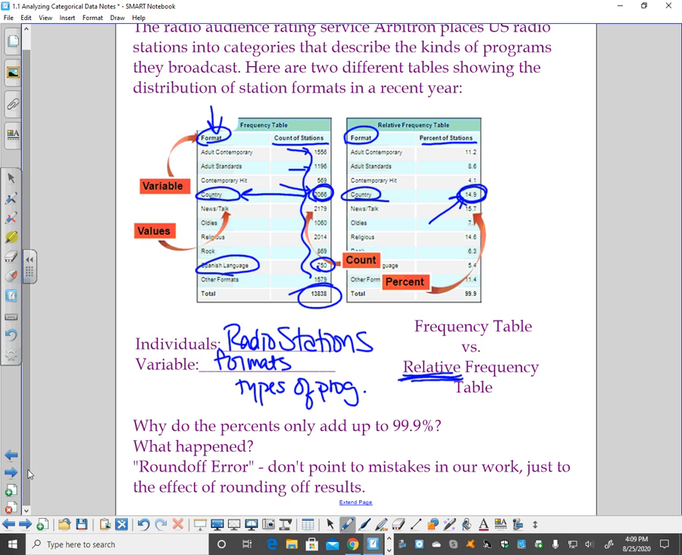Why do the percents only add up to 99.9%? Well, to find these percents, you're taking these numbers and dividing it by the total number. And notice that they only went one decimal place. So there was some decimal chopping going on here, and it just didn't add up to 100%. It's not a big deal.